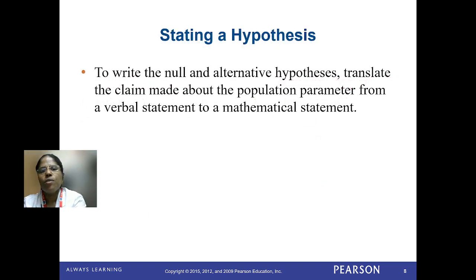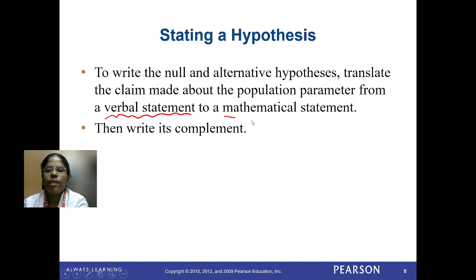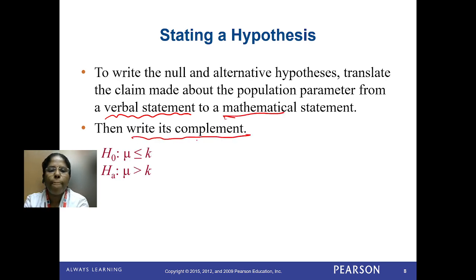How to state a hypothesis? To write the null and alternate hypothesis, translate the claim about the population parameter from a verbal statement to a mathematical statement. So we need to convert a verbal statement to a mathematical statement, and then write its complement. The verbal statement which is in the problem, we need to convert to a mathematical statement like this. First of all, we need to write down the H naught with the equal sign, then its complement, which gives you the alternate hypothesis.